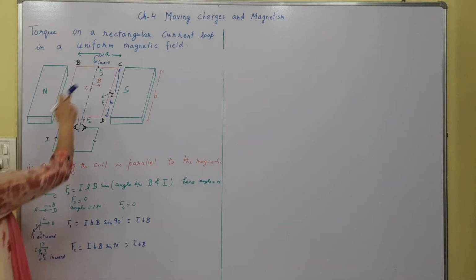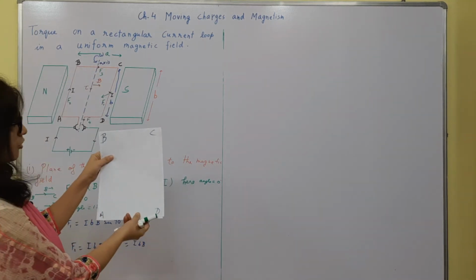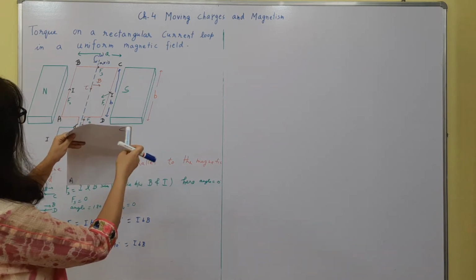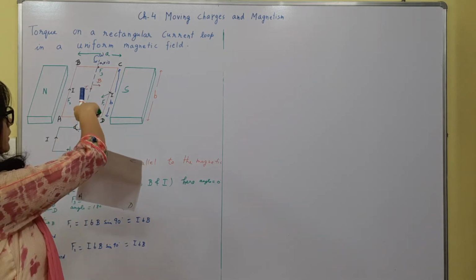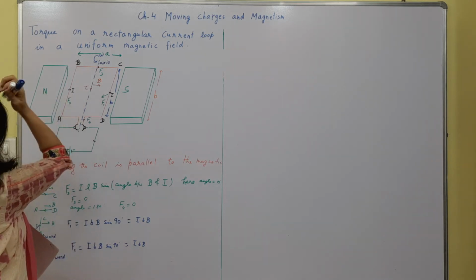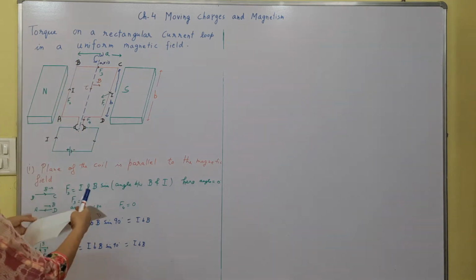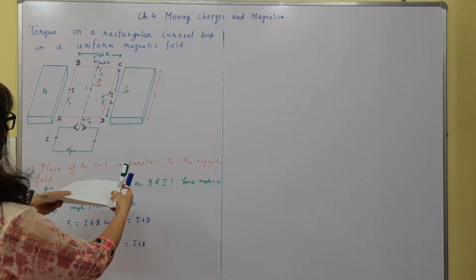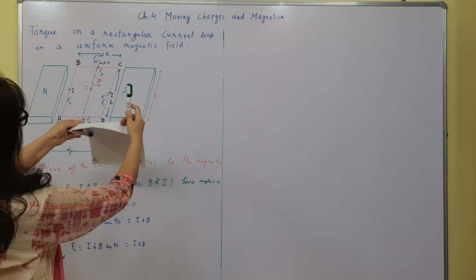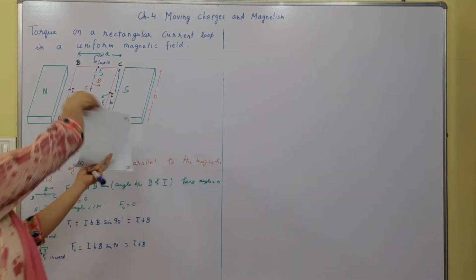But these forces, if you look at the top view of the coil, now this is your ABCD coil. If you look at the top view, F1 will be this way and F2 will be this way, because this is taking it upward and this is taking it downward. So F1 is outward and F2 is inward. If you look at the top view, you will feel that this is moving anti-clockwise.